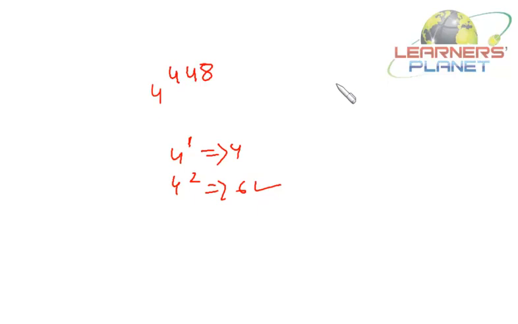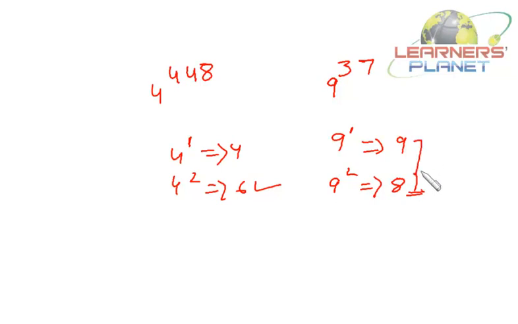Similarly, we can take the case of 9. Say 9 raised to 37. 9 raised to 1 will end in 9. 9 raised to 2 is 81, so it will end in 1. So we'll be getting the sequence 9 1 9 1 9 1. So if 9 is raised to an odd power, it will produce 9, and if 9 is raised to an even power, it will produce 1. So in this case, we'll be getting the unit digit as 9 only.